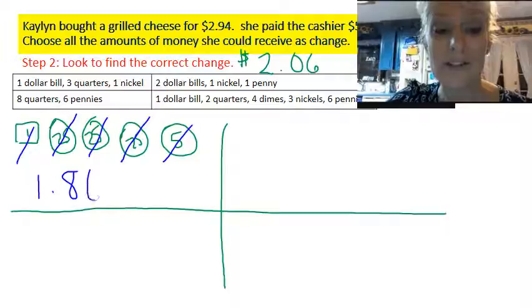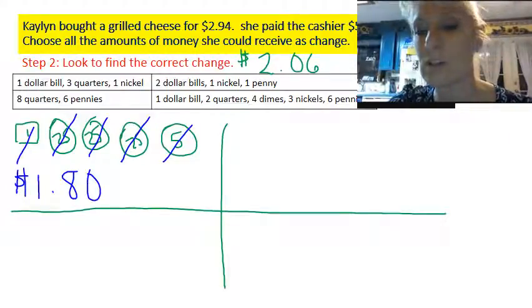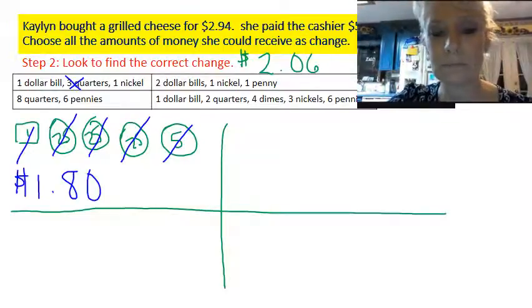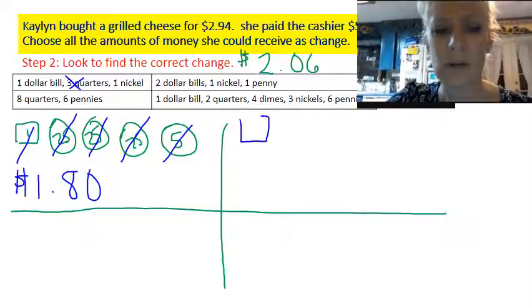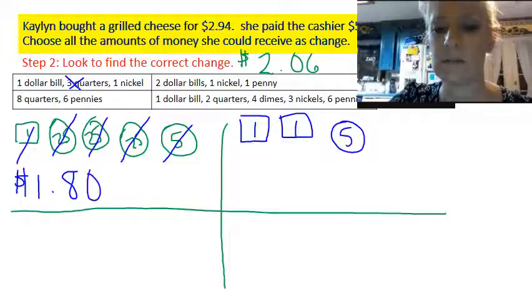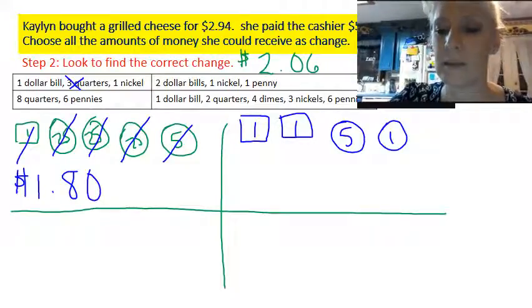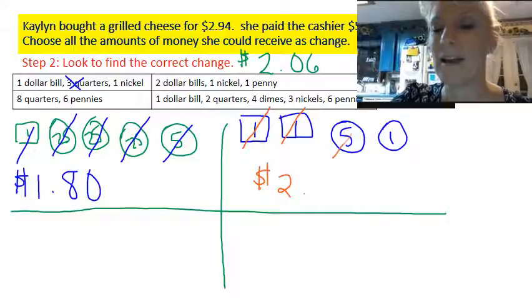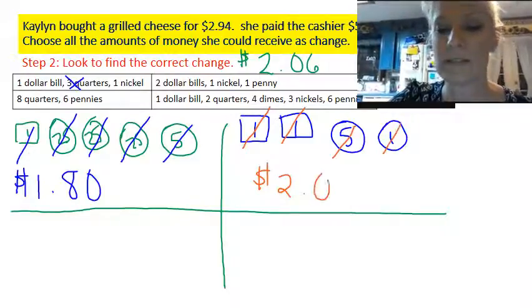So I have $1.80. I can see that $1.80 is not the $2.06 that I'm looking for, so I can cross this one out. I'm moving to the next one where I have $2. I have 1 nickel and 1 penny. So let's count this one. I have $1, $2, so I'm going to set that up. There's my $2. I have 5 and 1 more makes 6.